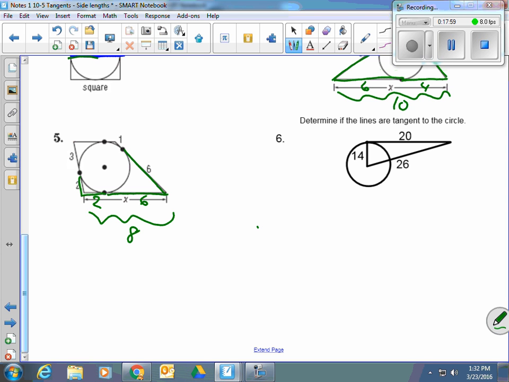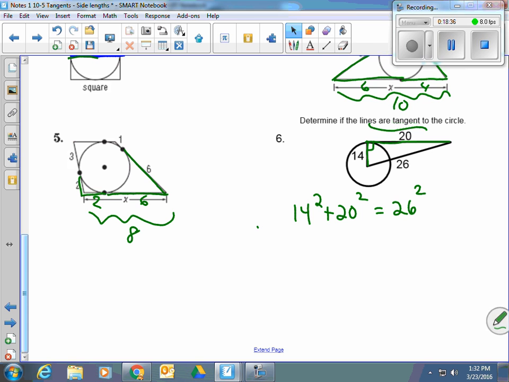Last one. It says to determine if these lines are tangents or not. Okay, so let me ask a question. To determine if it's a tangent or not, what is this line right here? And what would this line right here be? And that means this has to be 90, would you agree? If that's true, then the Pythagorean theorem would have to work. So what that means is 14 squared plus 20 squared needs to be equal to 26 squared.